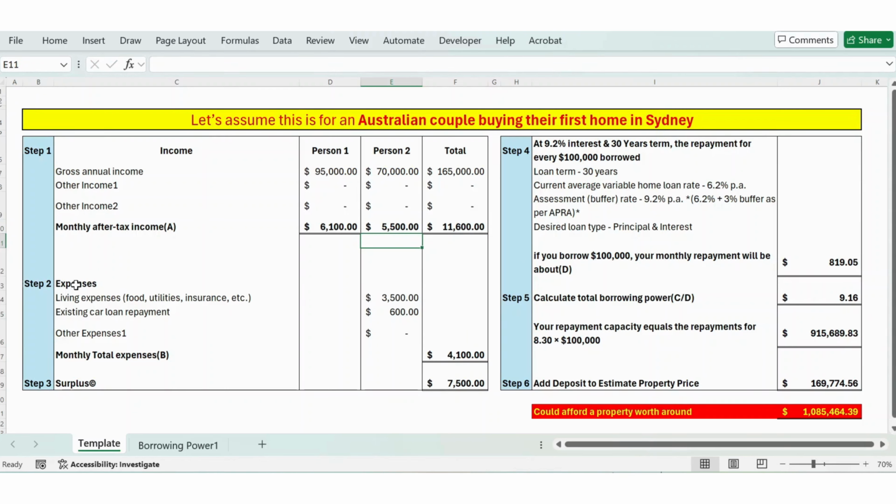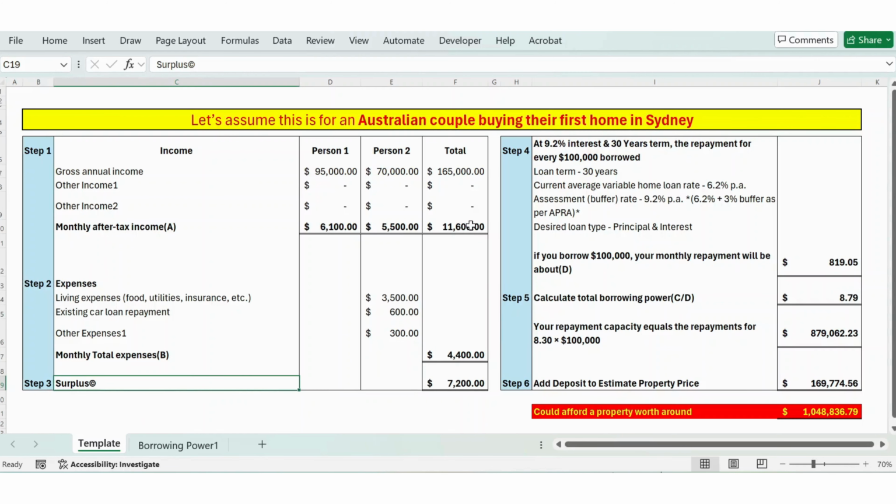The next step is to calculate the expenses. So we have living expenses of 3,500 and then a car loan of 600. Other expenses we can add again. Let's take another 300 and press enter. You can see the monthly expenses have changed from 4,100 to 4,400. So these are the expenses.